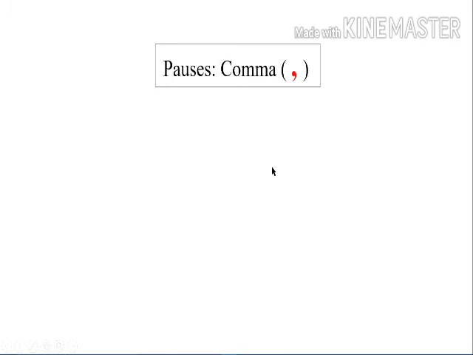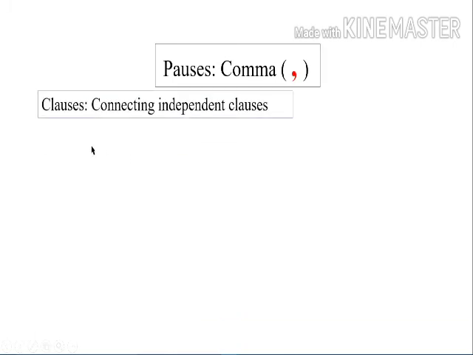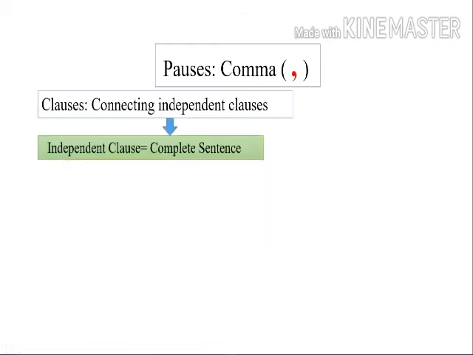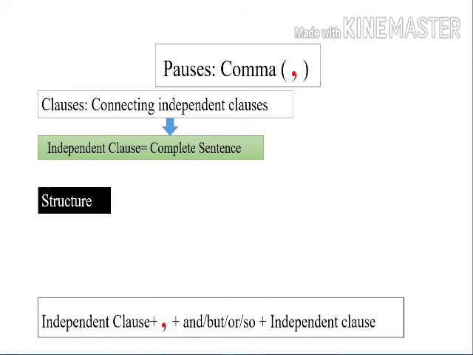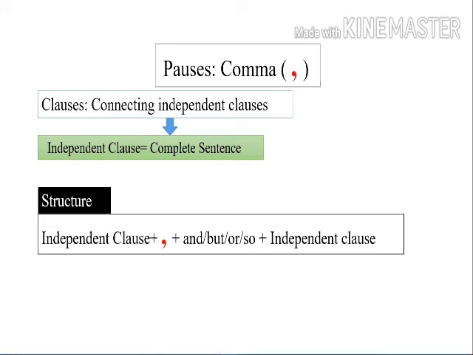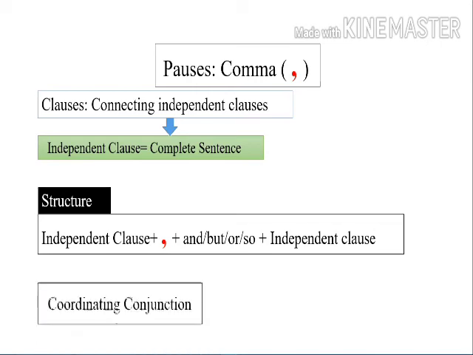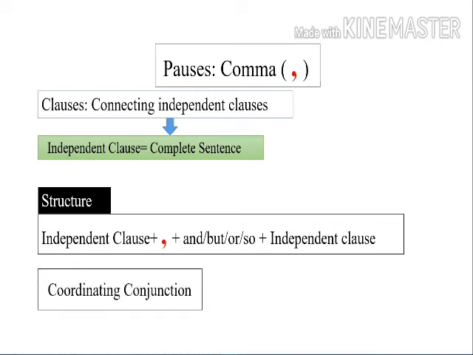So now another use of comma: connecting independent clauses. What should you use? That means an independent clause is equal to a complete sentence. A complete sentence is an independent clause, and an independent clause is a complete sentence. So here the structure is given: independent clause, we need to put a comma, then coordinating conjunction, then independent clause. That means this is one kind of compound sentence.